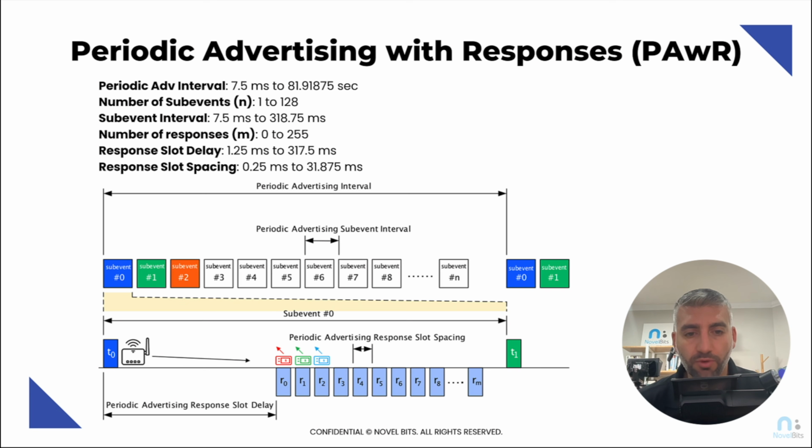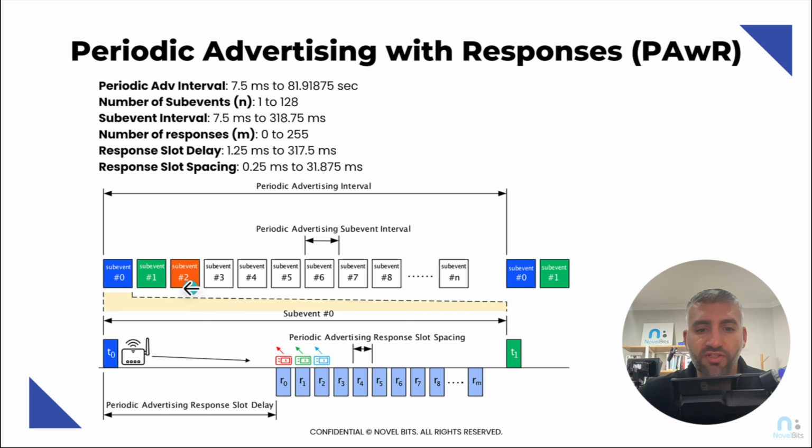The way that works is with the advertising and the responses. The most important thing about PAwR is that it's really all about the definition and the design of the timing. Because if you think about it, we have specific packets that need to be sent, and depending on the payload, the type, or the size of the packet, that will dictate the time it takes to transmit that packet. So we have to make sure that the timing is designed in a way that allows for the packet to be sent over the air without that time expiring.